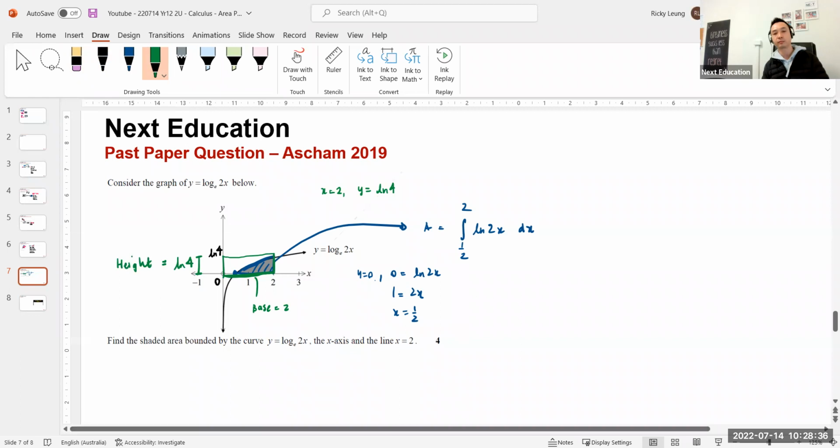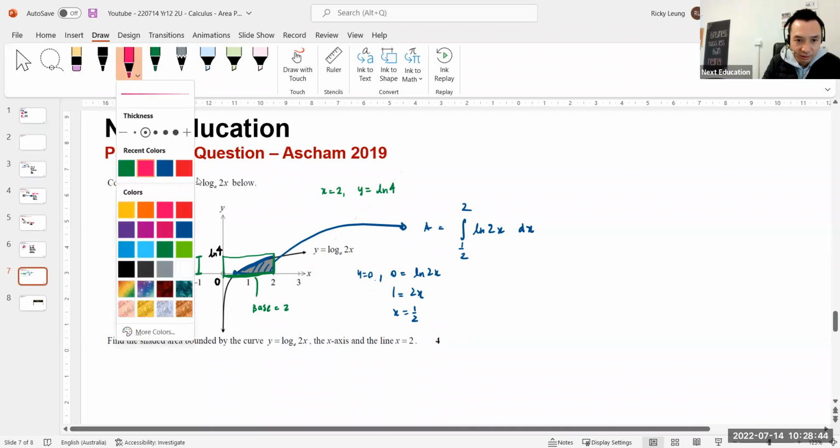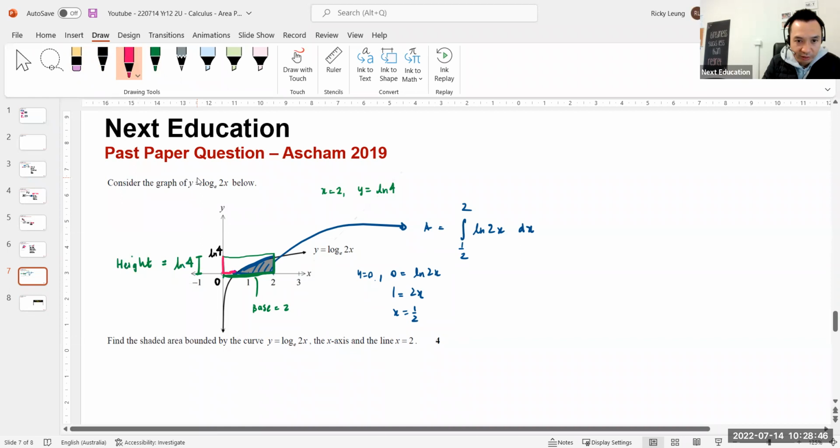All right. Now, if I can find the area of the green, which is a rectangle, to find the blue, all I've got to do is subtract this area over here, right? Now, it feels a bit convoluted, right? Why am I doing green minus pink to get blue? Because I can actually integrate the pink, you'll see in a second. Right now, I can't integrate the blue, can't do it.